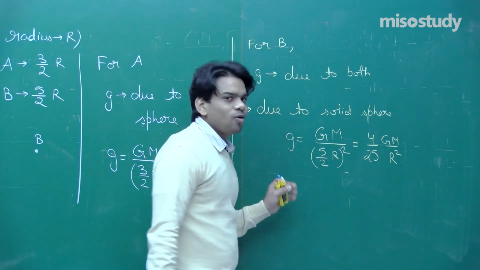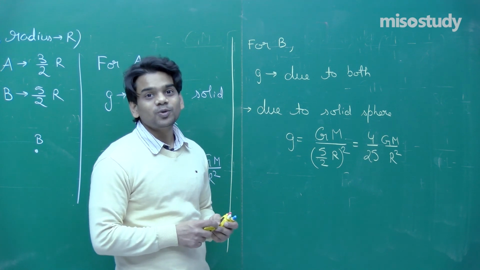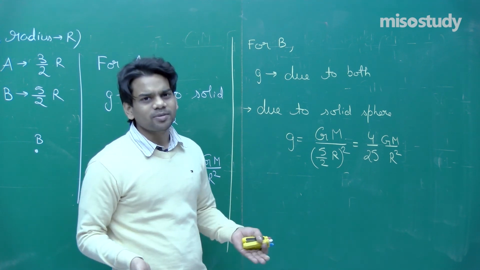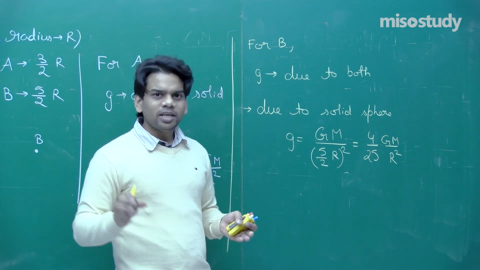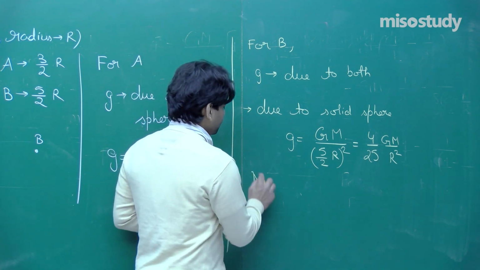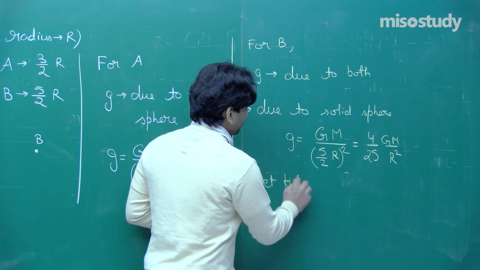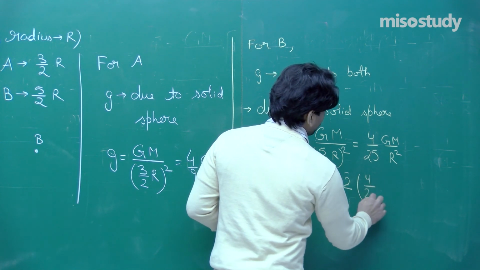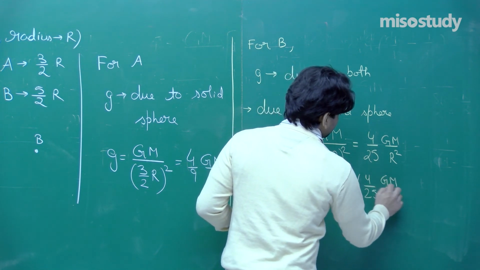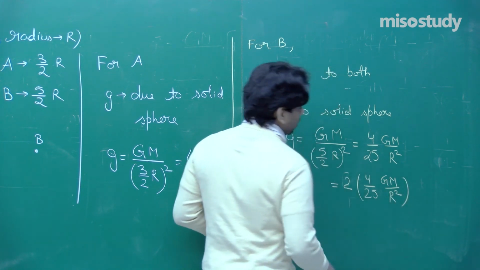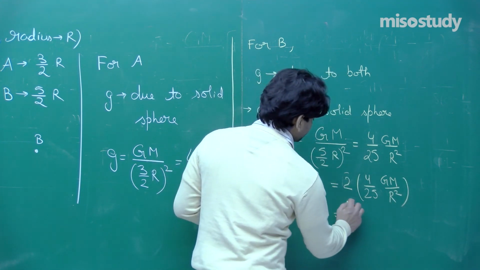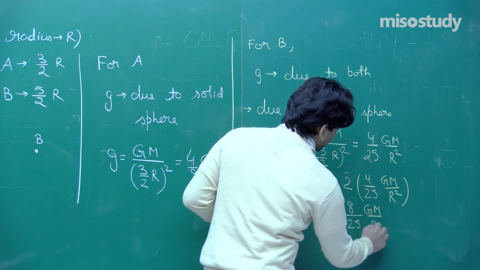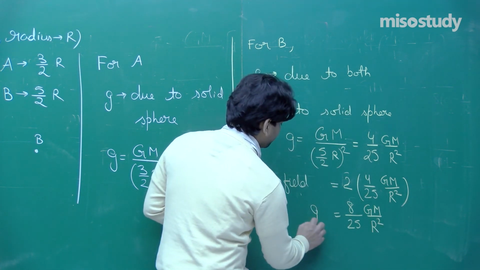Got it? Now the value of the net field due to both the objects, just multiply by 2, because both effects will be the same. Mass is the same, distance from center is the same, treat both objects as kept at the center. So net field will be simply twice of 4 by 25 GM by capital R whole square. 2 into 4, 8. So 8 by 25 GM by capital R whole square. We got the value of net field.